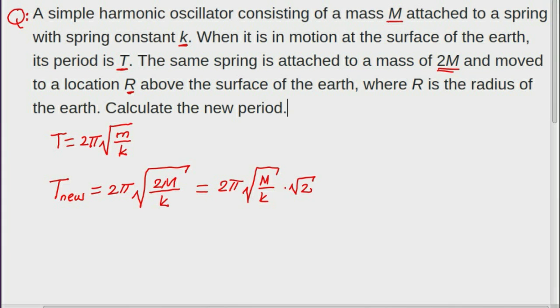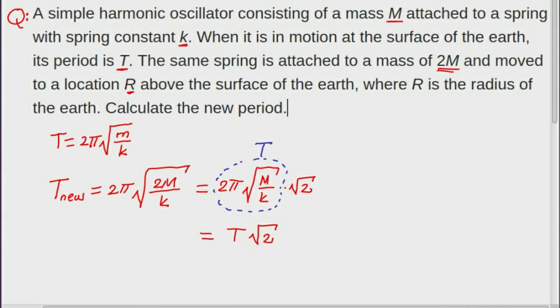Now the first term, 2 pi times square root of m over k, has a name, which is the old period, T. Then it simplifies to T times square root of 2. And this is our answer for the problem.